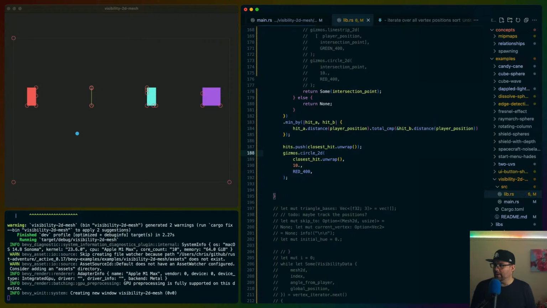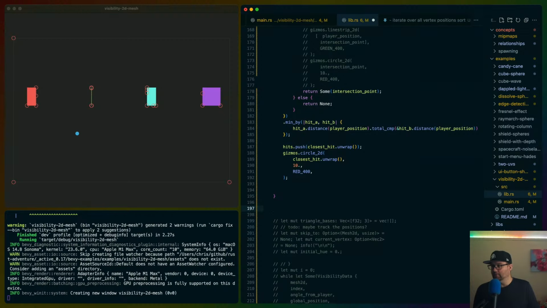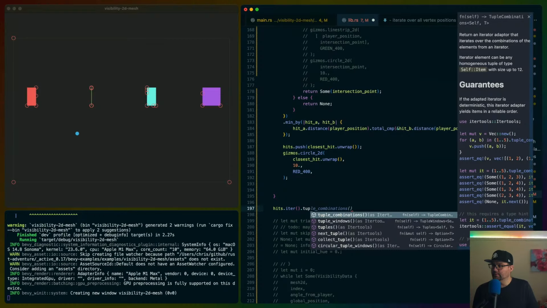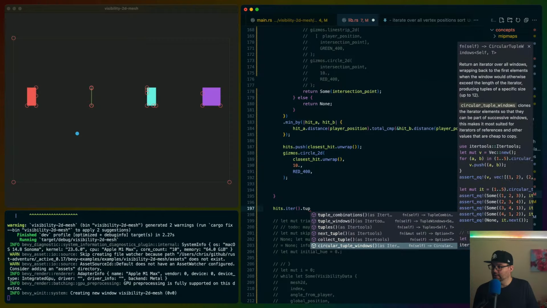Unwrap is not always going to be our friend here. Right now, it's not a problem. I don't know that it will never be a problem. I'm just using it as kind of a shortcut. And then we get out of that loop and we have hits. So hits.iter dot tuple windows. Is it circular tuple windows that we really want? Probably, actually.